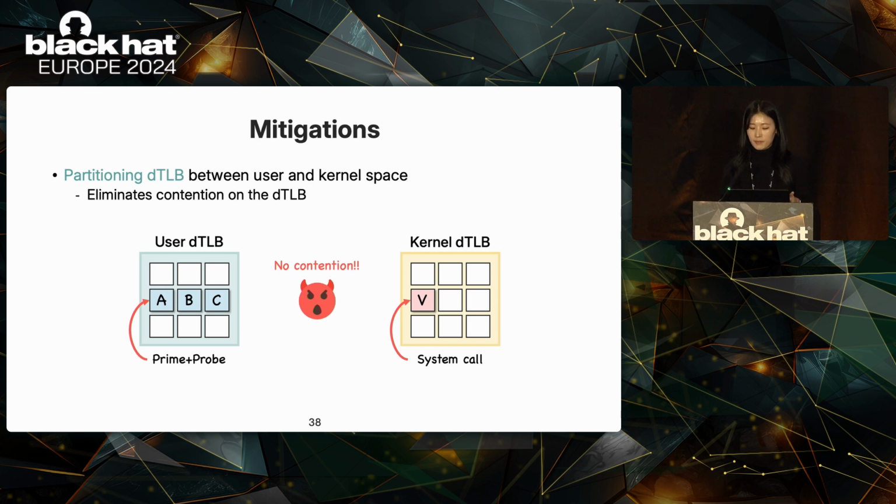Another approach is to separate the TLB into user-only and kernel-only sections, similar to how the L1 TLB is divided. With this setup, an attacker performing prime and probe would only interact with the user TLB, while kernel addresses cached during system calls would reside in the kernel TLB. This separation eliminates contention between user and kernel TLB entries, making it impossible for an attacker to determine whether the kernel address has been cached in the TLB.